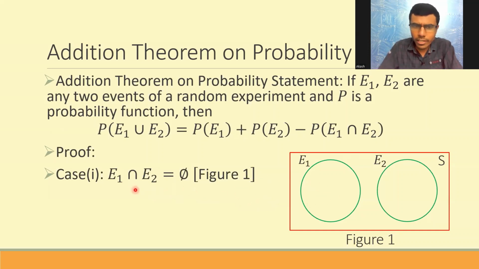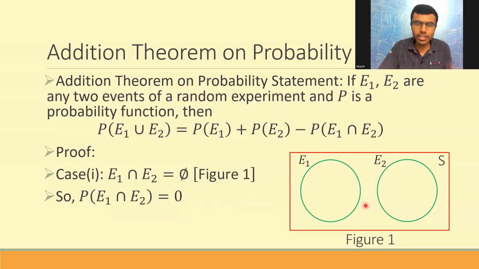Now, since E1 intersection E2 is a null set, what is the probability of that? It will be 0, right? P of E1 intersection E2 is going to be 0 since they are not intersecting.